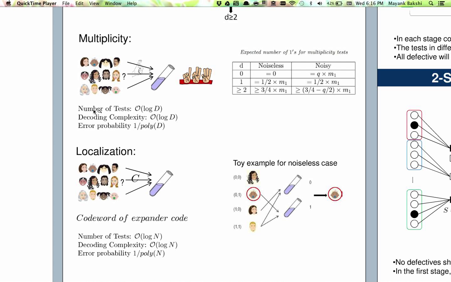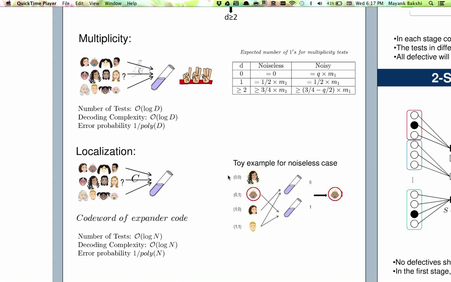This is done by just dividing the population into small pools, testing all of these pools, and counting the number of positive tests that we get. If there are no defectives, then in the noiseless setting, we should expect no positive outcomes. If there's exactly one defective, then the number of test outcomes that are positive should be roughly half times m1, where m1 is the total number of tests, and if there is more than one defective, then we expect there to be more positive test outcomes. So based on the statistical difference between these three cases, we can figure out which of these three cases we lie in. The second step is localization.